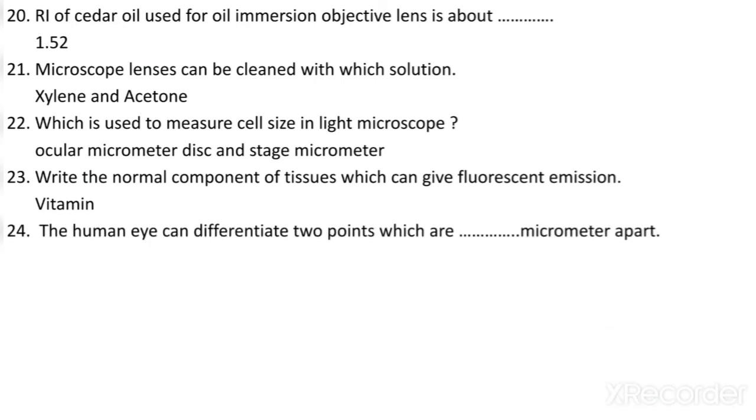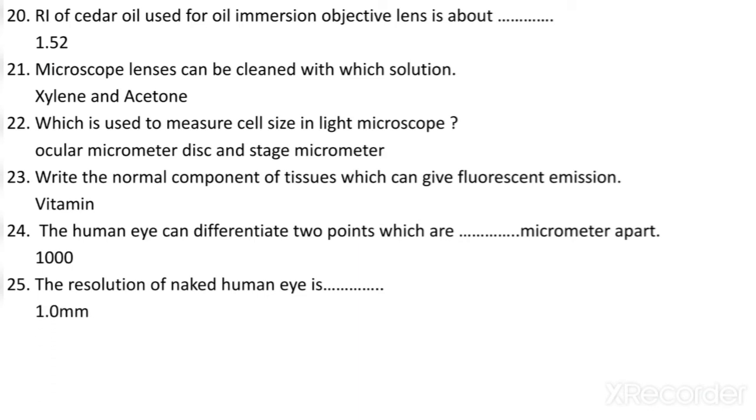The human eye can differentiate 2 points which are how many micrometers apart? They are 1000 micrometers apart. The resolution of the naked human eye is how much? It is 1 mm.